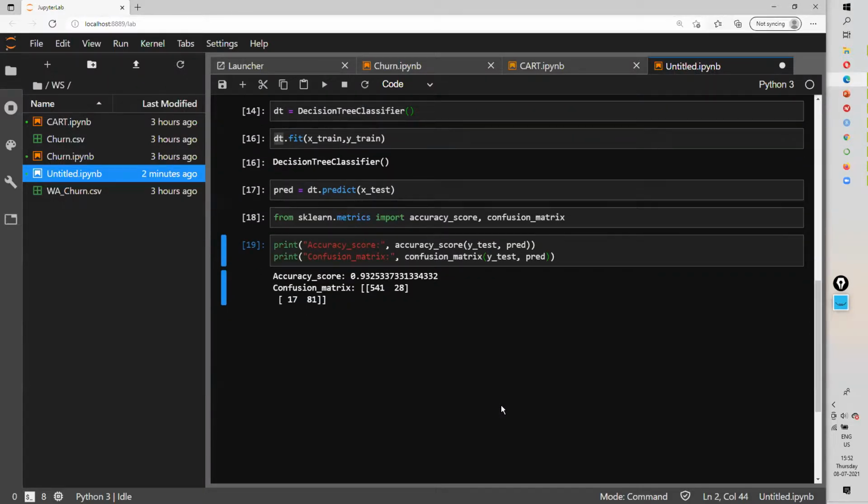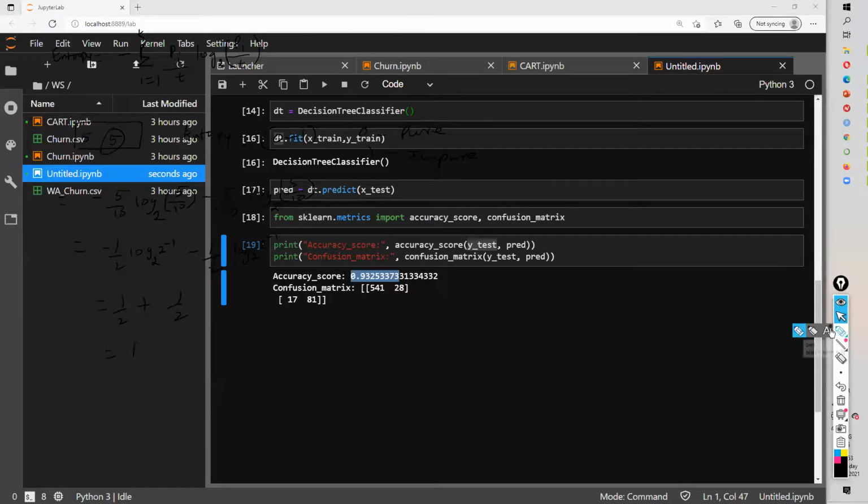See what's the accuracy of this model? 93%. Without much fuss, we were able to make predictions and compare those predictions with the original data, with the y test, and it says we are accurate roughly around 93% of them. Okay, and this is called the confusion matrix, which is slightly trickier topic, but generally when we make predictions, this is how we would like to compare them.